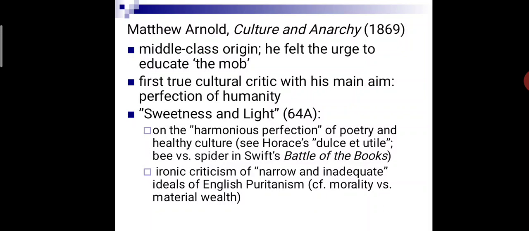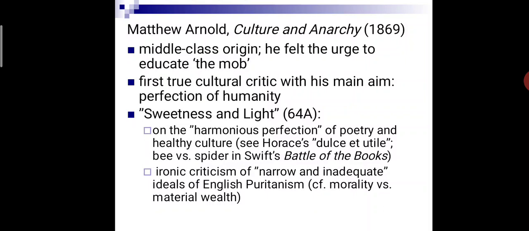Matthew Arnold, the next writer from this period, wrote Culture and Anarchy, which was published in 1869. Of middle class origin, he felt the urge to educate the mob. He was the first true cultural critic, with his main aim the perfection of humanity, sweetness and light, that is, the harmonious perfection of poetry and healthy culture.